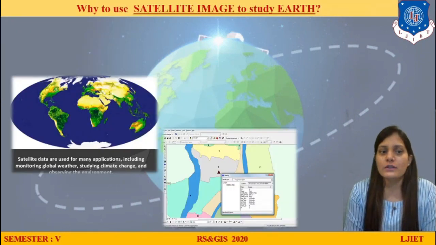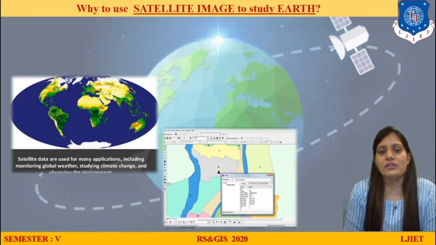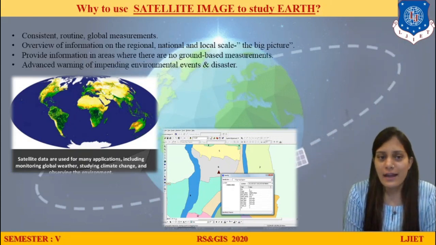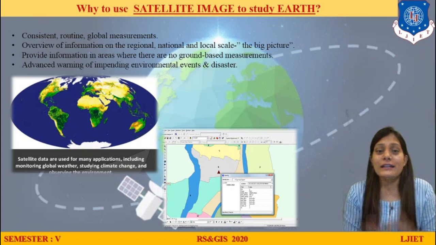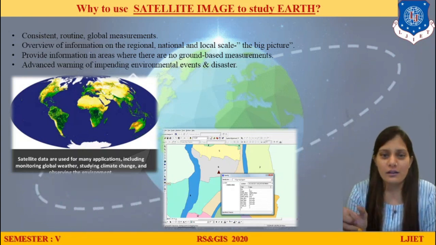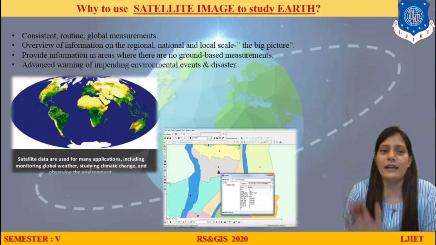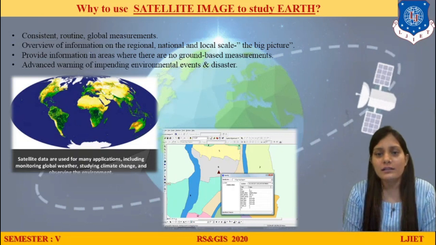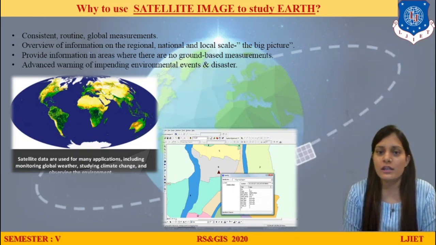Next, we are going to see why to use satellite images to study Earth. Yes, this is a major question. Why are we using that? As I told you, it gives us a global view, and that gives us a big picture. That is very important, that in one view, we can have a whole image of our Earth. You can see here I have shown the image of the whole Earth.